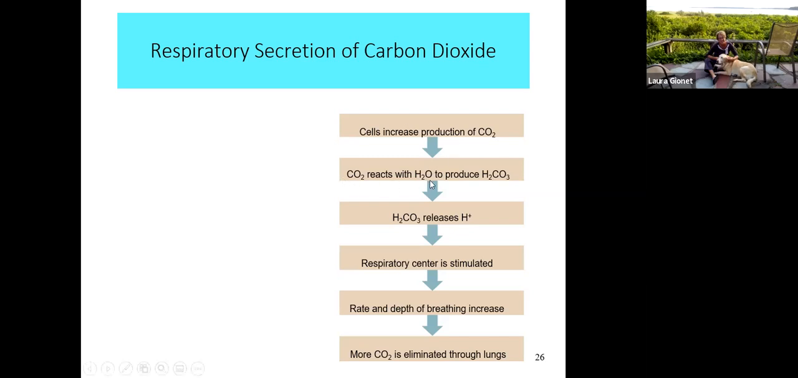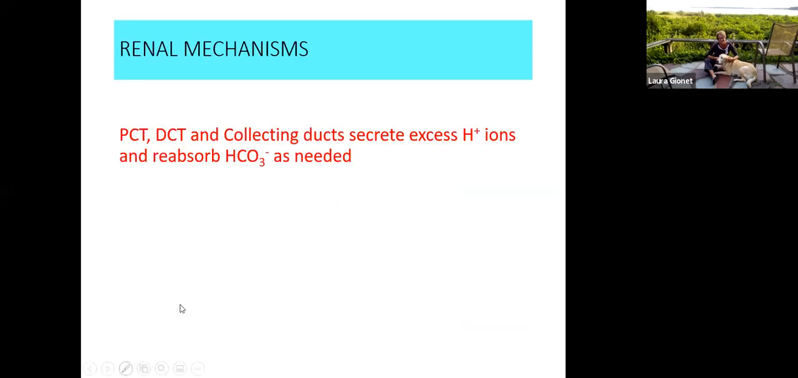Carbon dioxide reacts with water to produce carbonic acid, and carbonic acid releases hydrogen ions. The respiratory center is stimulated, and the rate and depth of breathing increases. We decrease our carbon dioxide levels from the blood as it passes through the lungs. And then, looking at the carbonic acid cycle, we modify the blood pH.